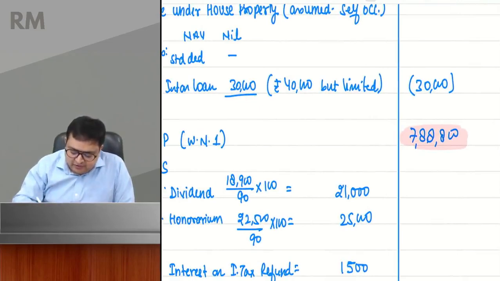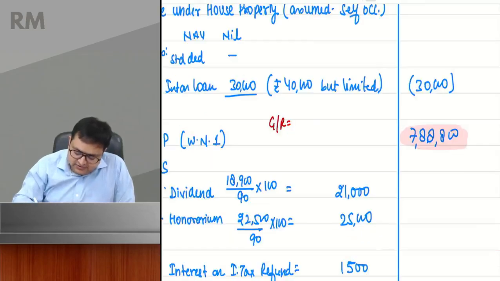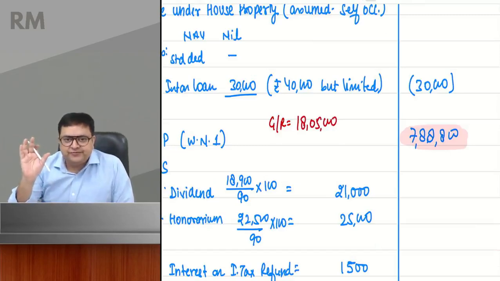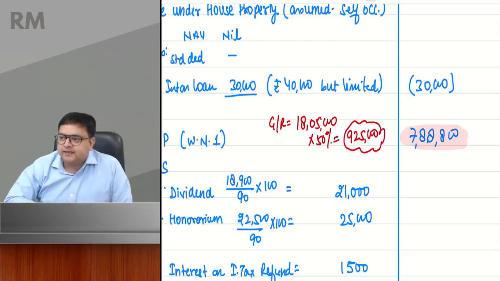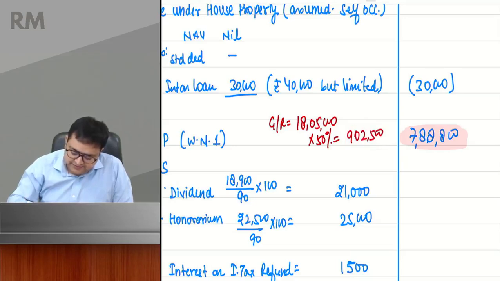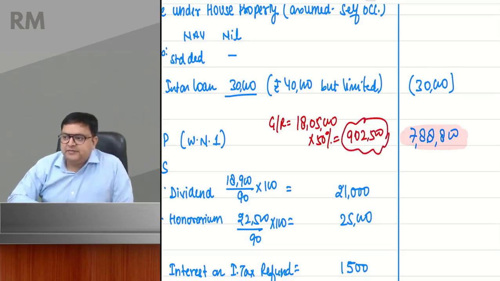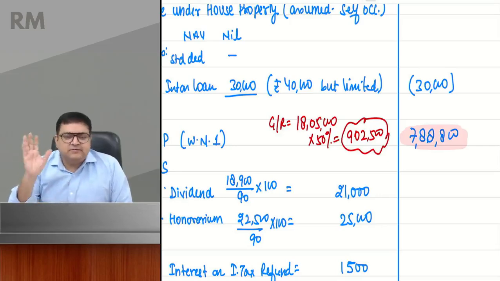So my gross receipts were, how much did I tell you? 18,05,000. Everybody got it, from where I'm getting this 18,05? Into 50%. 9,25,000 would be his PGBP. Sorry, 9,02,500. Correct. This would be his PGBP. Right. Everything else will remain the same. Only his PGBP will change.